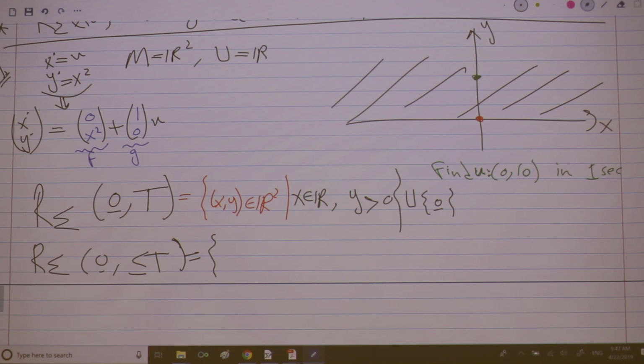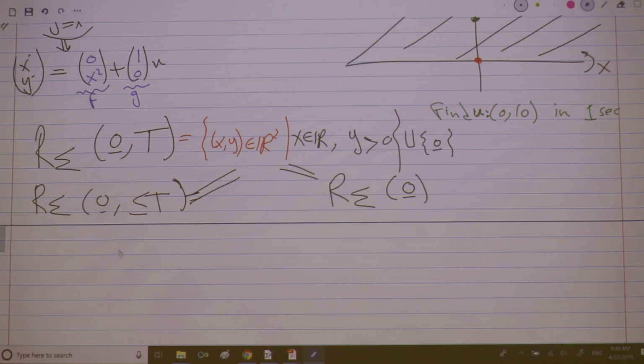What you gonna get? The upper plane. Yes, the same set again, right? So this is what Mahmoud was talking about, is that, yeah, many times they are the same. And also, this is also equal to the set of all reachable points irrespective of time.